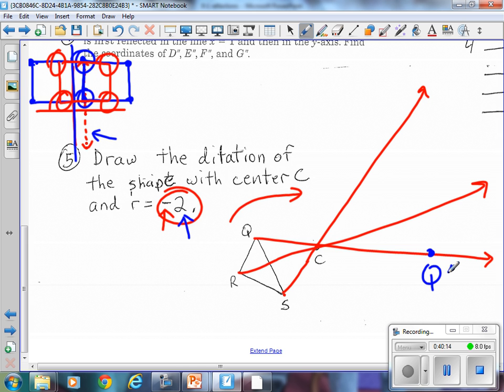Measure from S to C. And go out 2 of those lengths. So something about there. That's S prime. Measure from R to C. Go somewhere about in there. That's R prime. Connect those.